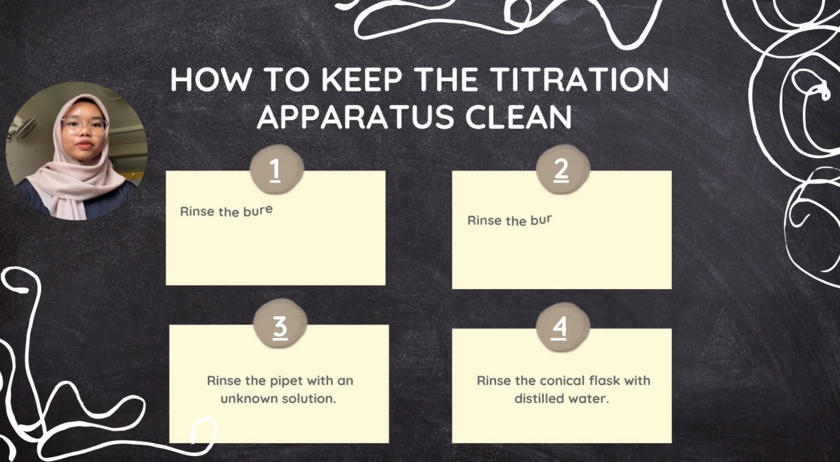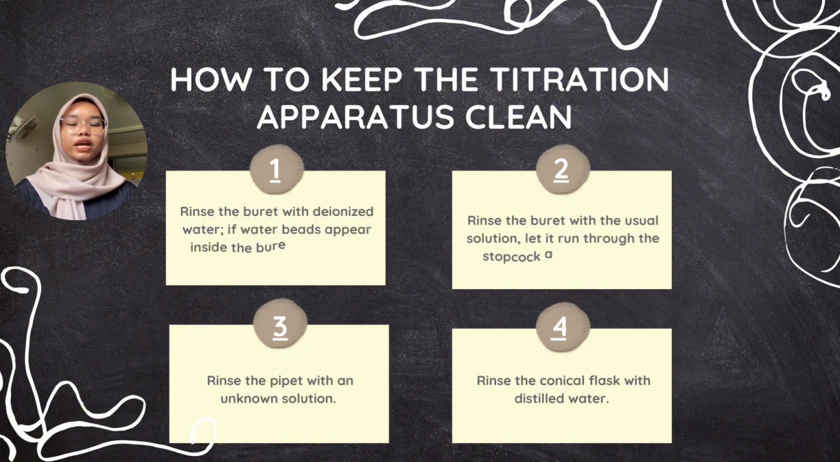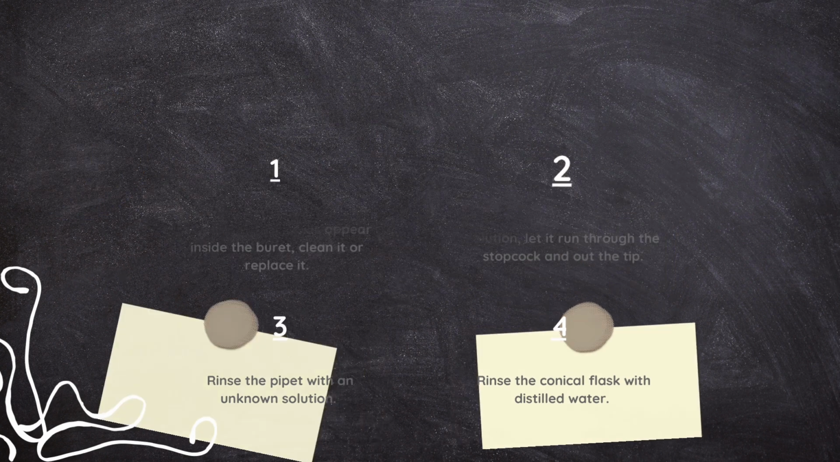Next, we need to know how to keep titration apparatus clean. Firstly, rinse the burette with deionized water. If water beads appear inside the burette, clean it or replace it. Secondly, rinse the burette with the unknown solution. Let it run through the stopcock and out the tip. Thirdly, rinse the pipette with an unknown solution, and last but not least, rinse the conical flask using distilled water.